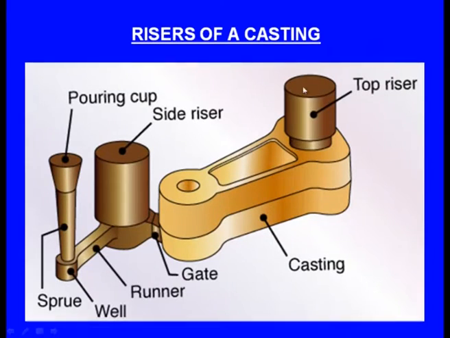Once the mould cavity is full with the molten metal, it rises like this through the riser. So, this is the riser. And here we can see another riser. Here we can see a top riser and here we can see a side riser. Through the riser, the molten metal rises. Once the molten metal rises through the riser, we stop pouring the metal. Because it is rising, it is known as the riser.